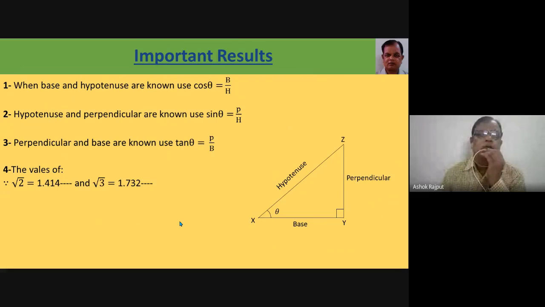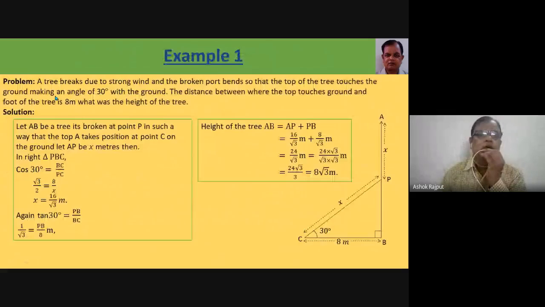Now, example 1. A tree breaks due to strong wind and the broken part bends so that the top of the tree touches the ground, making an angle of 30 degrees with the ground. The distance between where the top touches the ground and the foot of the tree is 8 meters. What was the height of the tree?